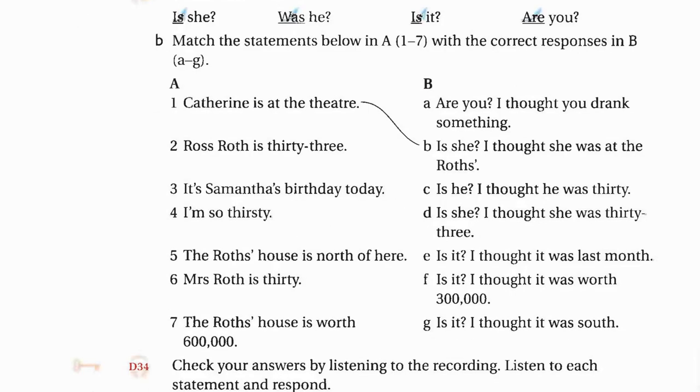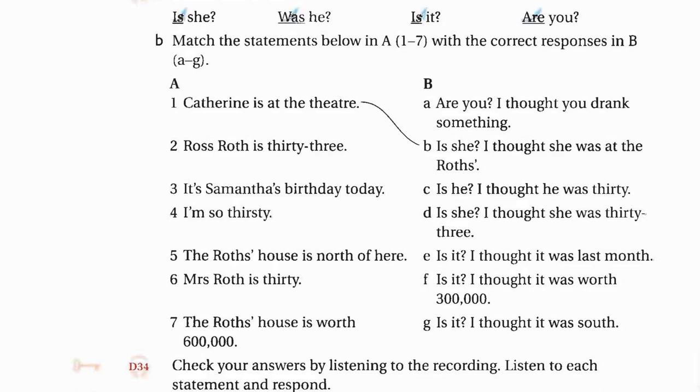4B. Catherine is at the theatre. Is she? I thought she was at the Roths. Ross Roth is 33. Is he? I thought he was 30. It's Samantha's birthday today. Is it? I thought it was last month. I'm so thirsty. Are you? I thought you drank something.